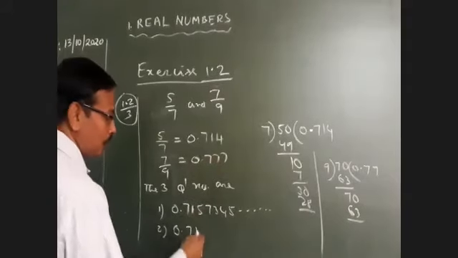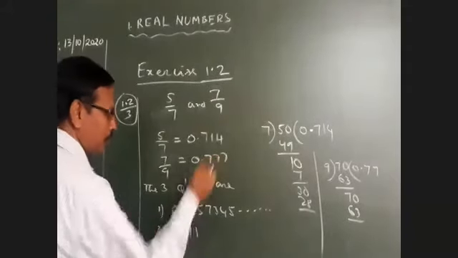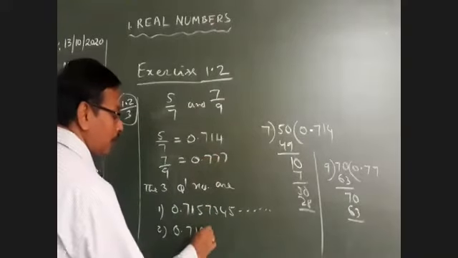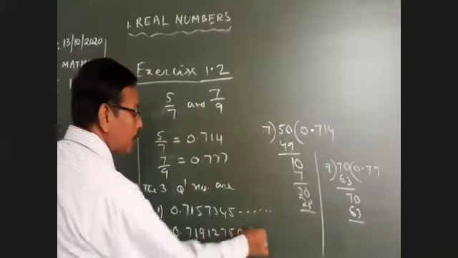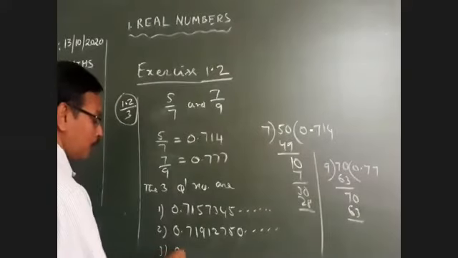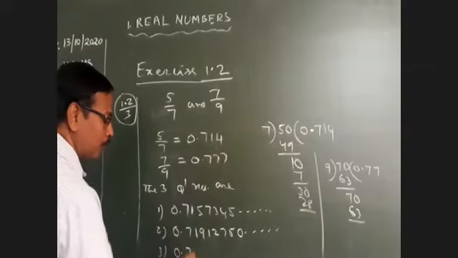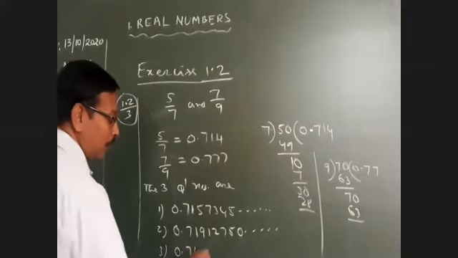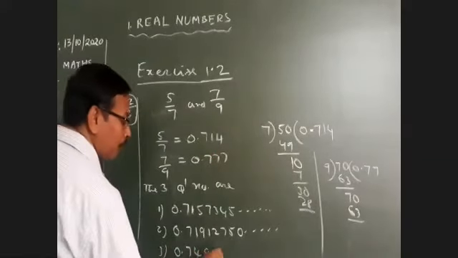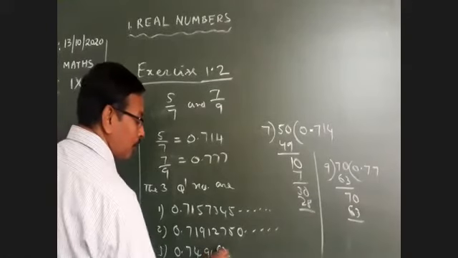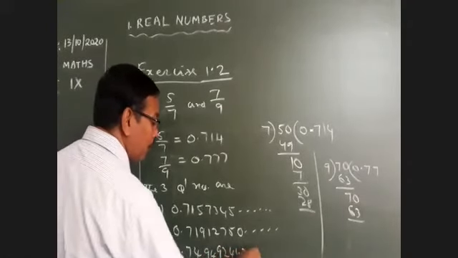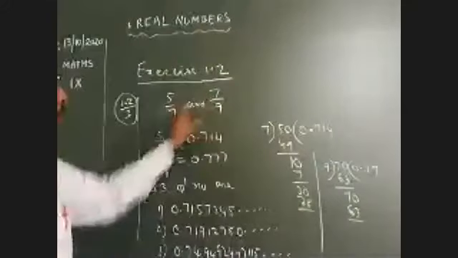0.714, afterwards anything you can take before 7. So 0.719, you can write any numbers. And for the third one, suppose you want 0.7, 1 to 7, any number, so 4 I am taking. Next, I write my phone number 9994992 44715. So these are all irrational numbers between 5 by 7 and 7 by 9. This is a simple method.